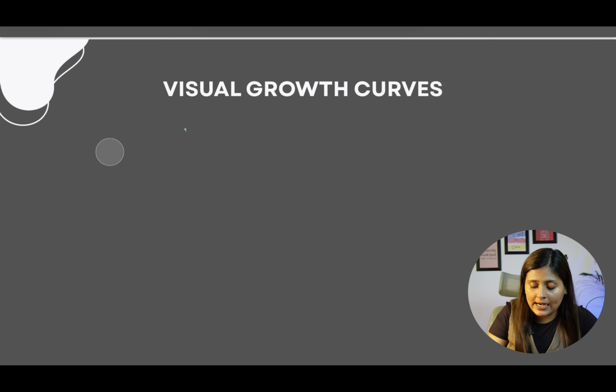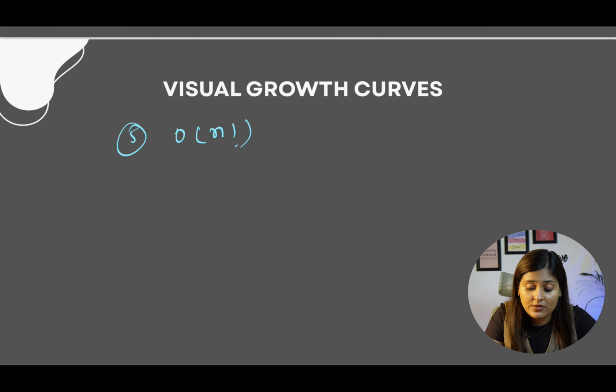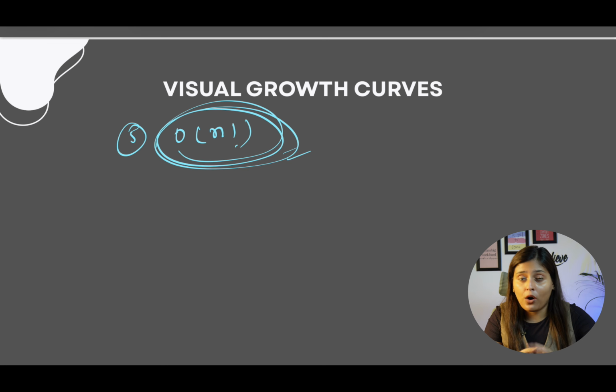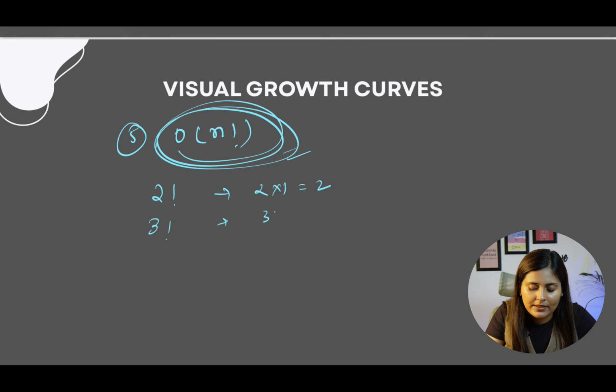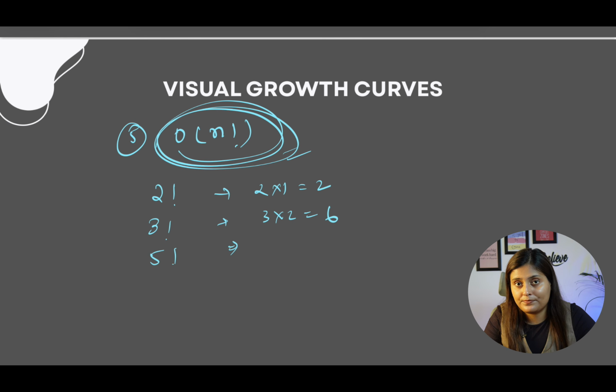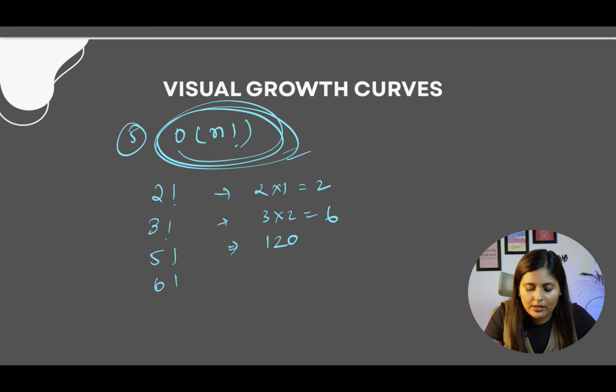And now the next, very important: O of n factorial. Now what is this? See, this is very dangerous. We all try to avoid this. Why? Because see, what is 2 factorial? 2 multiplied by 1. Very easy. 3 factorial: 3 multiplied by 2 multiplied by 1, that is 6. 5 factorial, come on, 120. Now 6 factorial, 720. Now 7 factorial, 5000. Now 8 factorial.